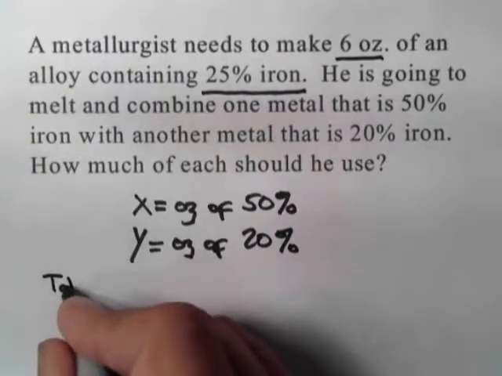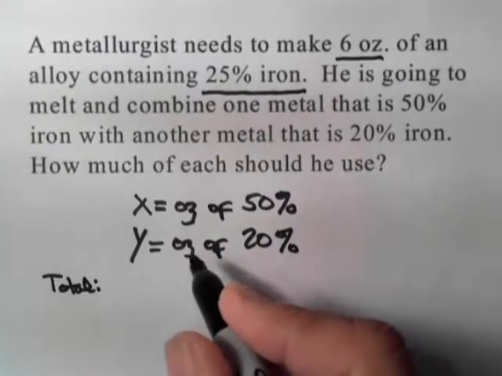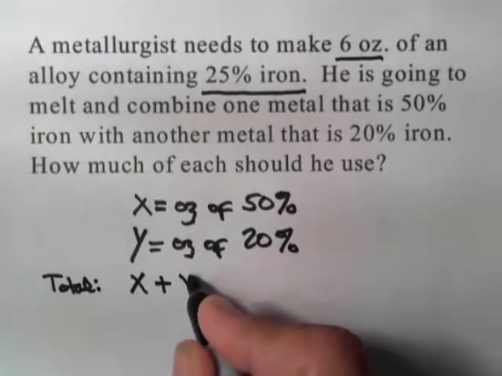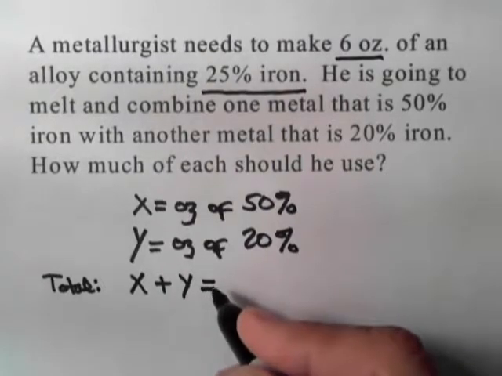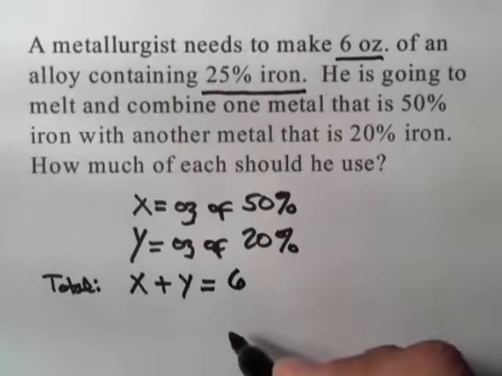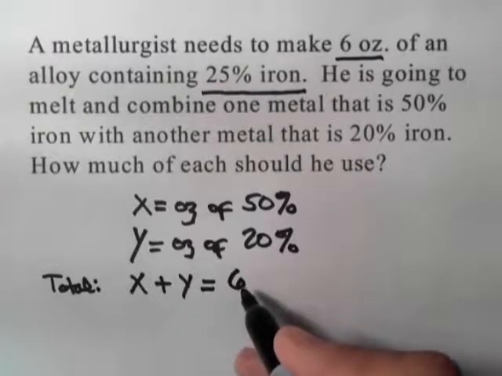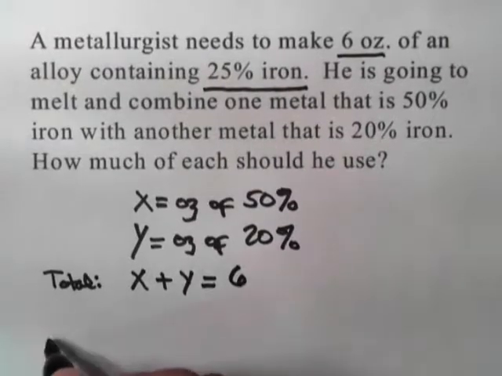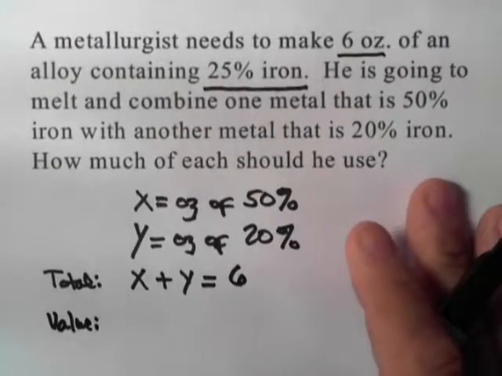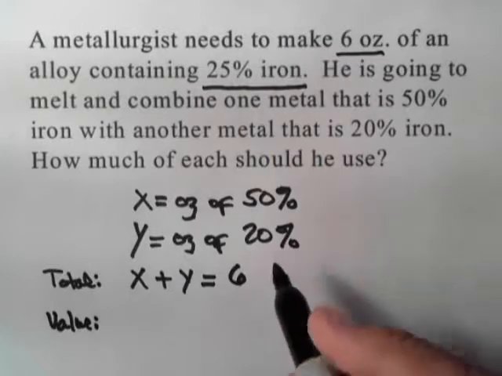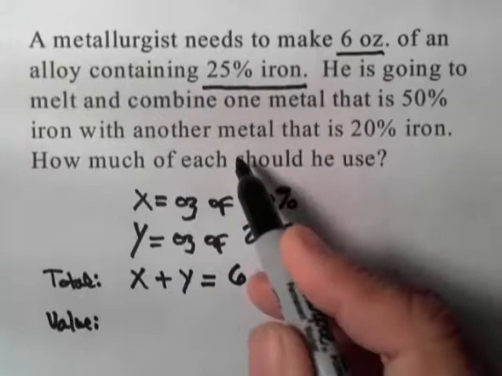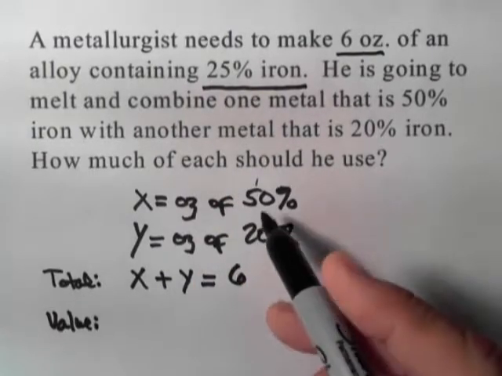Okay, once again, the total equation. Well, we just add the x and y together, x plus y, and how many total ounces do we want? What did it say? 6. Okay, so there it is. Always easy to get this first total guy. Now, what's the value? In other words, how much iron is in each of these? Well, remember again, since everything's in percents here, we can just treat these all as whole numbers.